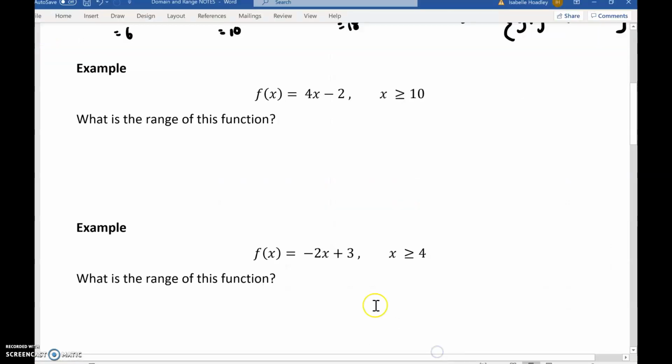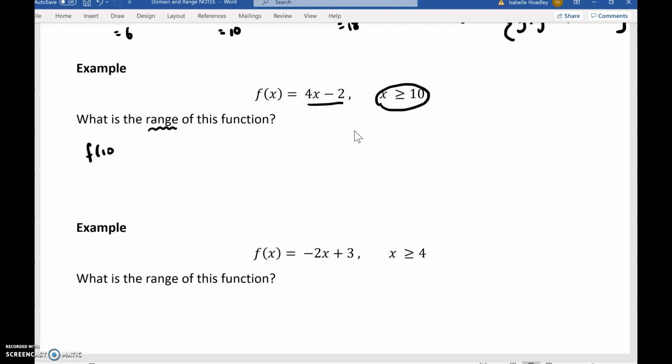Now, if we go back to this one here, our equation is 4x minus 2, and we're told that x is greater than or equal to 10. So this is the domain of our function. If we want to work out the range, we know that 10 is the smallest value of x we're going to have, so we take f of 10, that's 4 times 10 minus 2, which again is 38. So we would say that y is greater than or equal to 38.